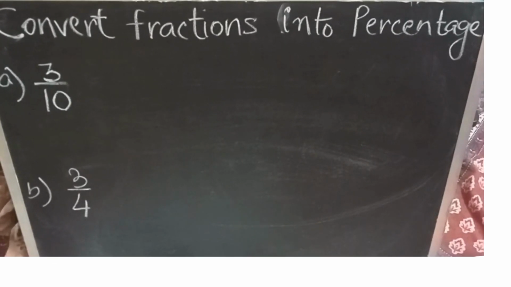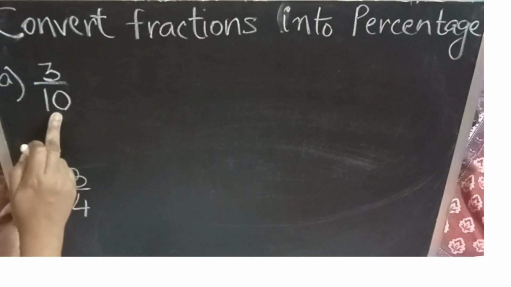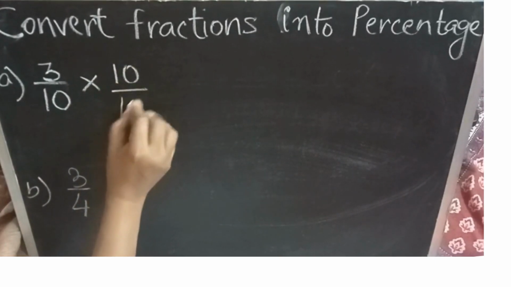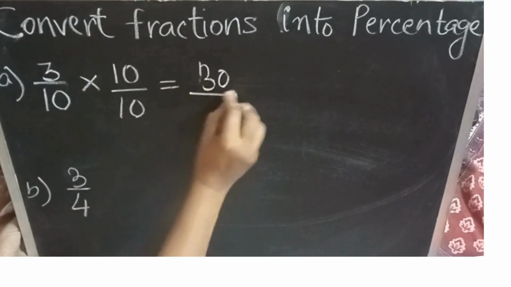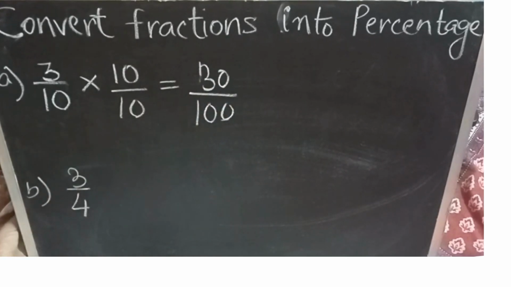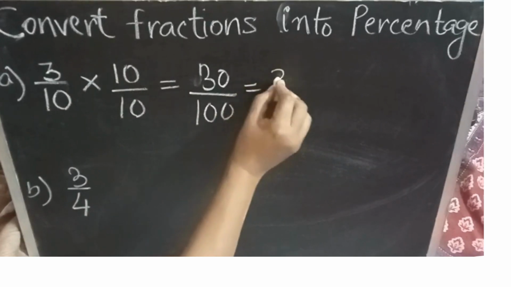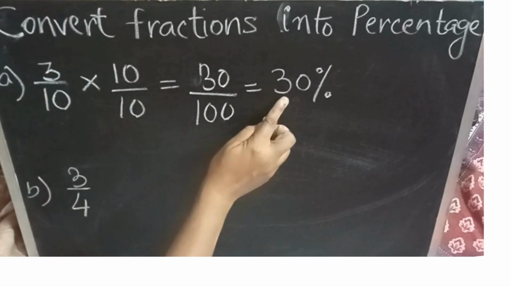Convert fractions into percentage. We have two fractions here, so we will convert these into percentage. There are two methods. The first method is we need to change the denominator 10 to 100. So in order to change the denominator 10 to 100, we have to multiply this fraction by 10 by 10. So 3 tens is 30, 10 tens is 100. We have learned anything divided by 100 means it's a percentage, 30%. So 3 by 10 is equal to 30%.